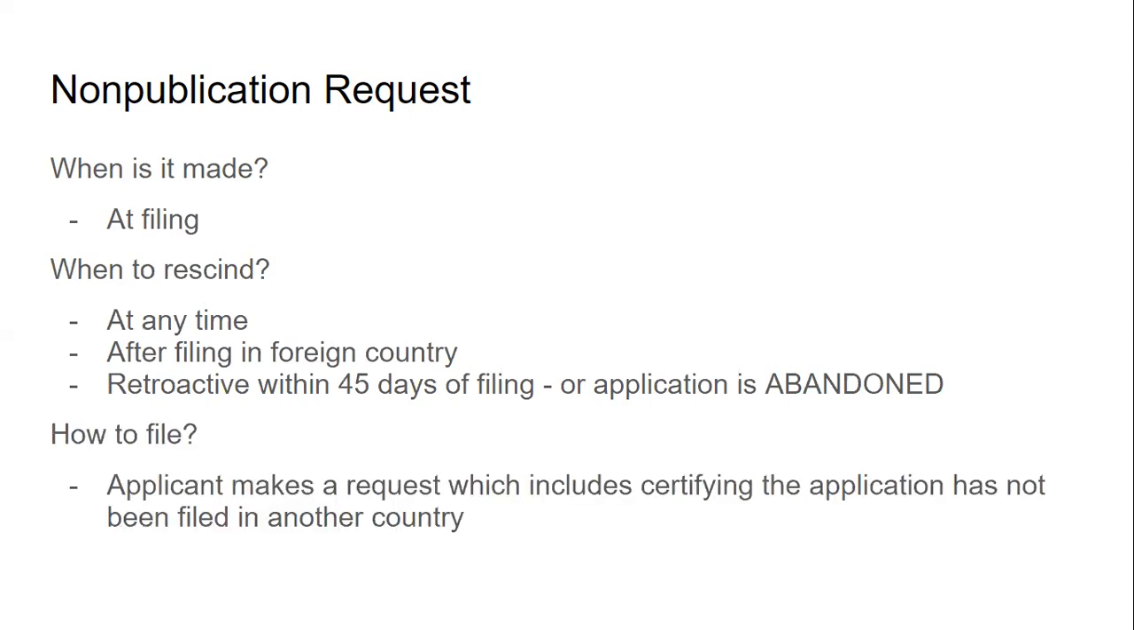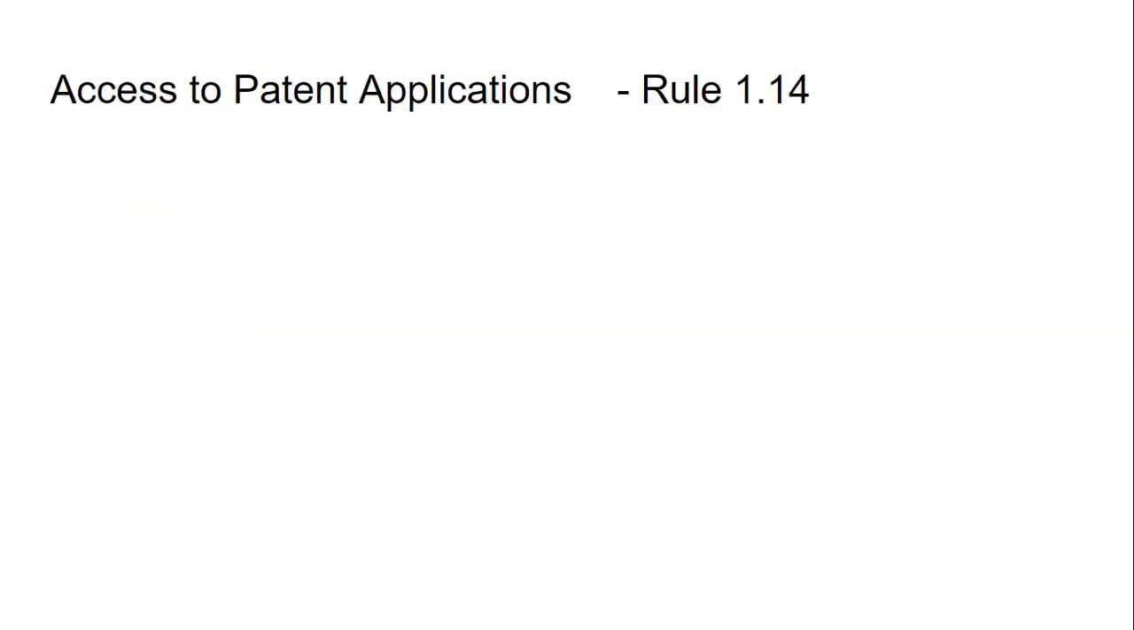Filing this, basically you just make a request that's going to include this: the application has not been filed in another country. And they're pretty much always going to grant it. But yeah. So then, access to the patent application.